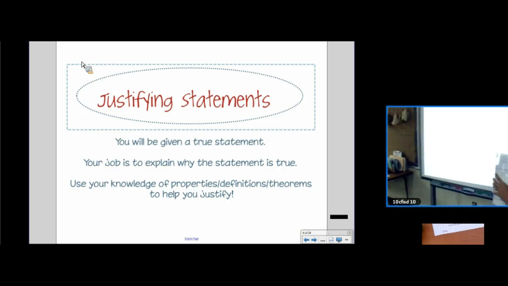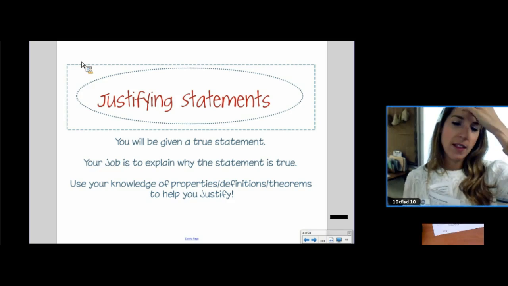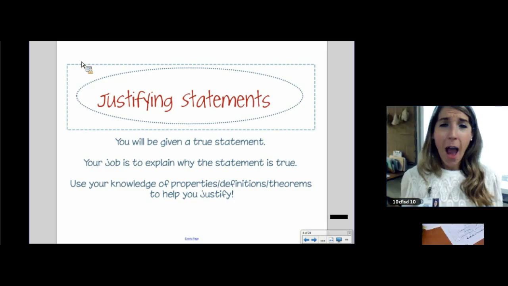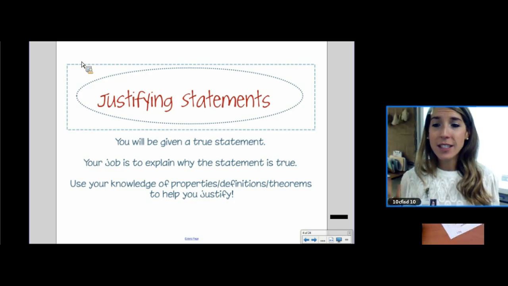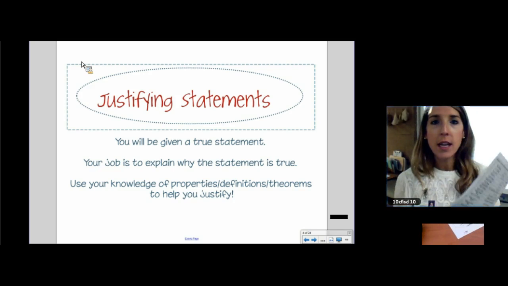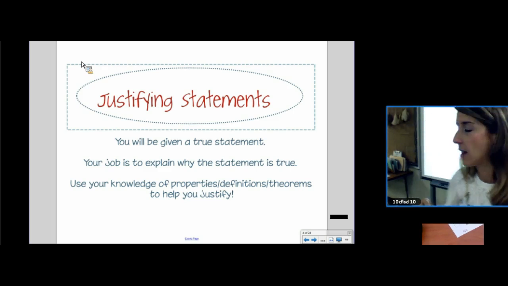Alright guys, this lesson is called Justifying Statements. What we're going to be doing in this lesson is stuff we've been doing all year long, which is great news. I'm going to give you a true statement, and you're simply going to back it up with geometrical truth. Sometimes your answer will be a property, sometimes it will be a definition, and sometimes it will be a theorem. So let's take a look at this.